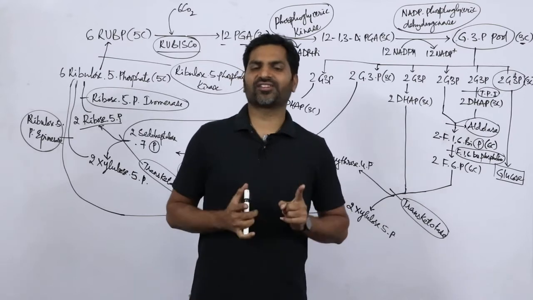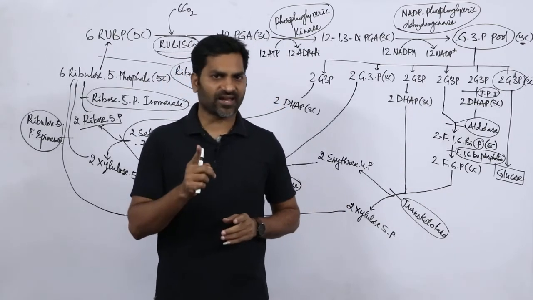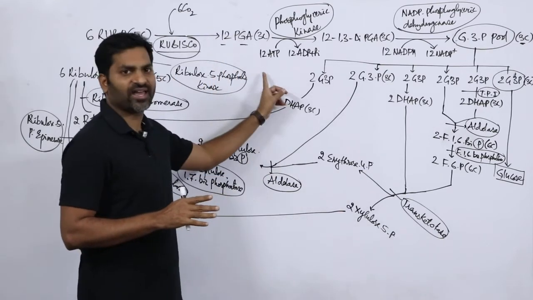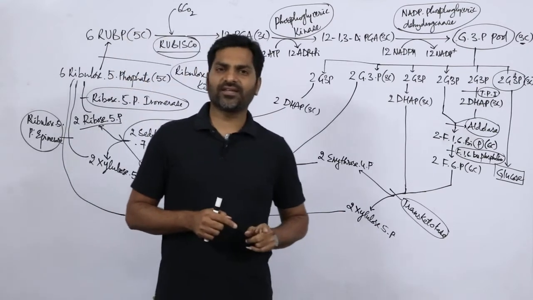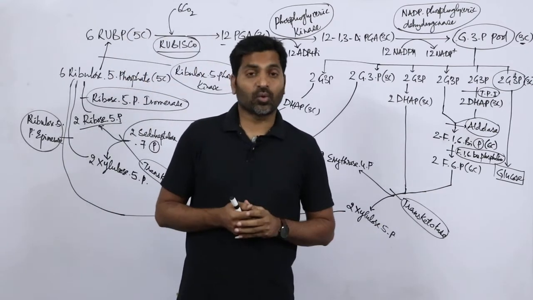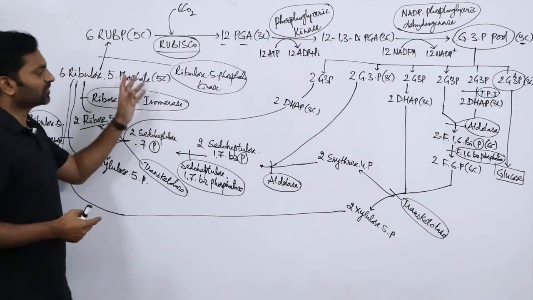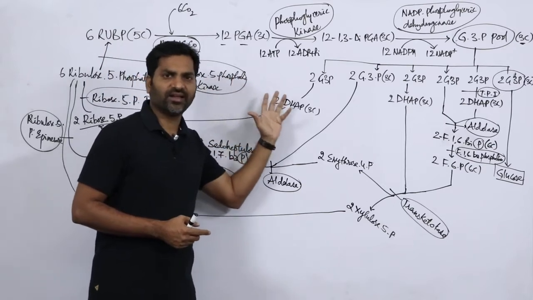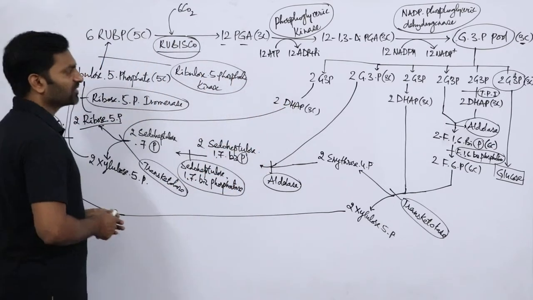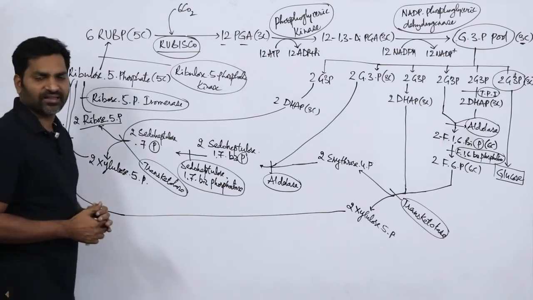In the last session, we went through the basic information of the C3 cycle and its schematic representation. In this session, we will see how the reactions are going on in the C3 cycle. Just have a look. This is the schematic representation of the entire C3 cycle. Now we will see how many steps are there in the C3 cycle.